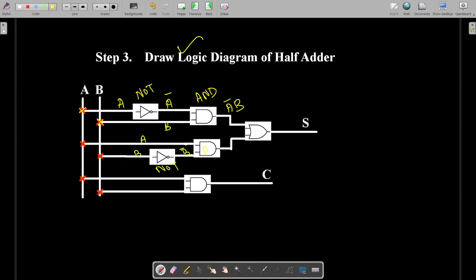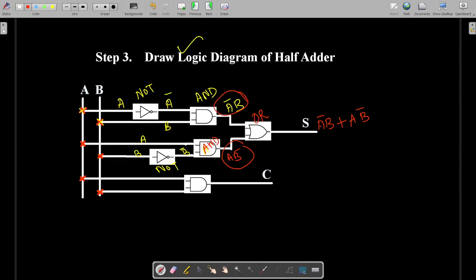Then you get this AND gate, right? So this is your AND gate. So after this AND gate, it is A, B bar. Okay. So this is your OR gate. So after this OR gate, what will you get? A bar B plus A B bar. Two inputs, right? This is one input and this is another input. Both are OR together. So you'll get the sum output.